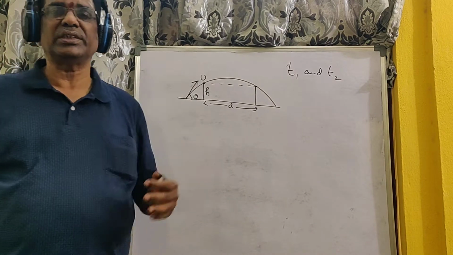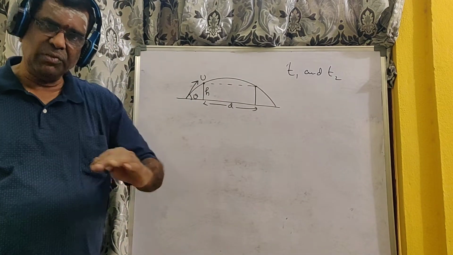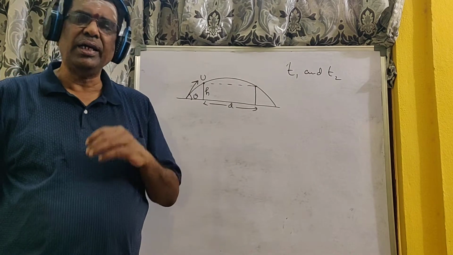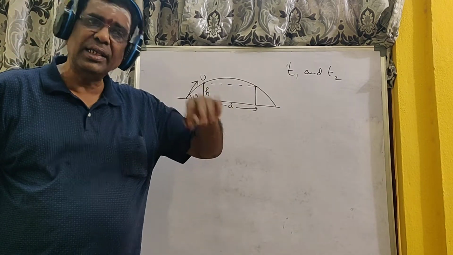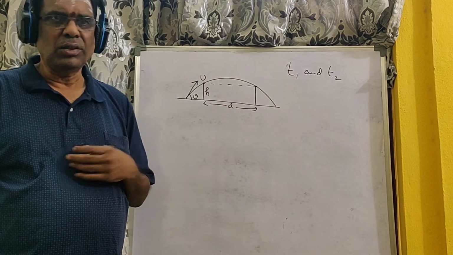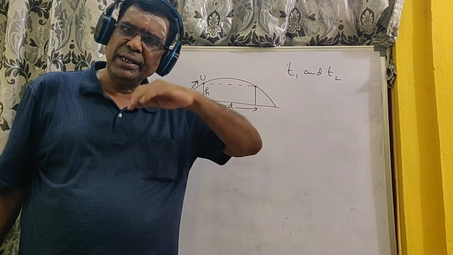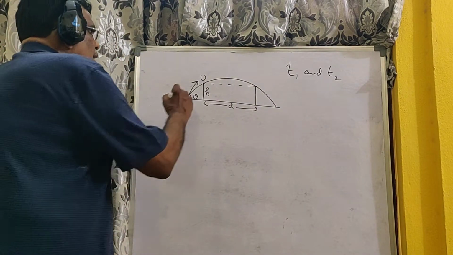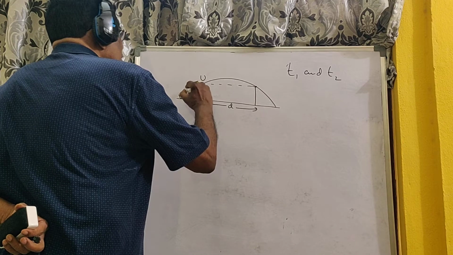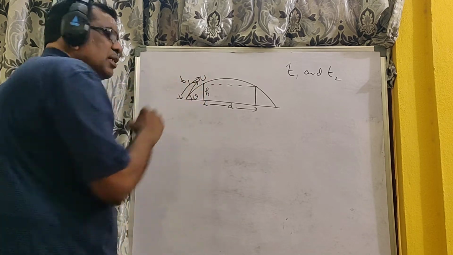Sometimes they may ask the same question, for example, it will clear the wall in 3 seconds and clear another wall in another 3 seconds. So that also amounts to 0, 3 and 6 only. I hope this is clear to you. I'll clearly write down here. So from here till here, t1.